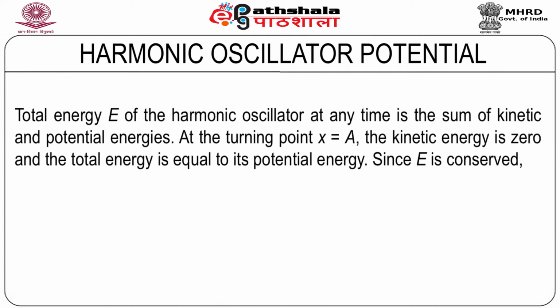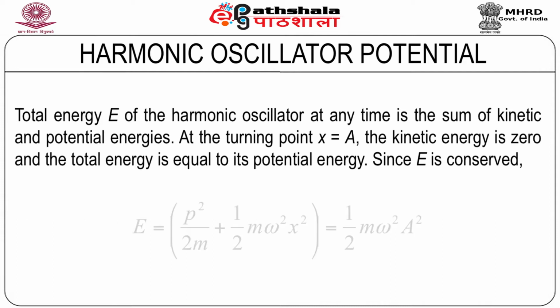The total energy E of the harmonic oscillator at any time is the sum of its kinetic and potential energies. At the turning point, that is x equal to a, the kinetic energy is 0 and the total energy is equal to the potential energy.